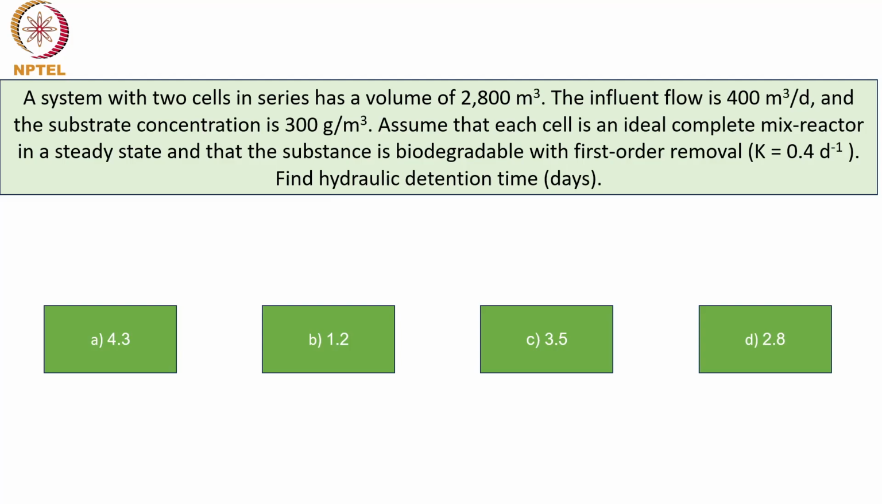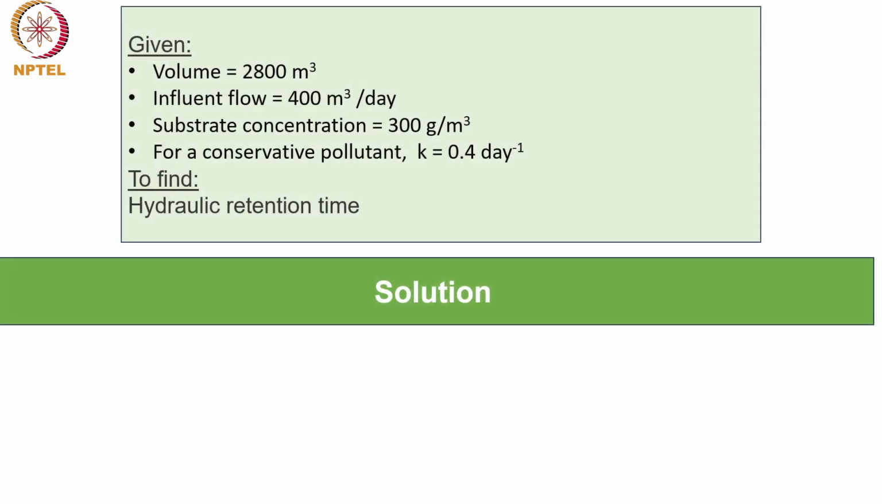It's V upon Q, that's the normal formula, divided by 2, since there are 2 reactors and the flow gets split into 2. So just make substitutions. It's 3.5.